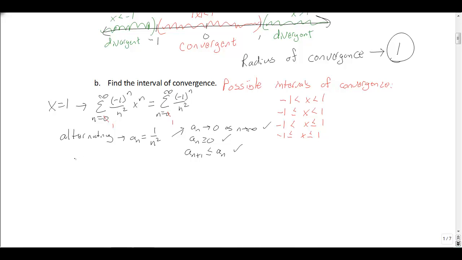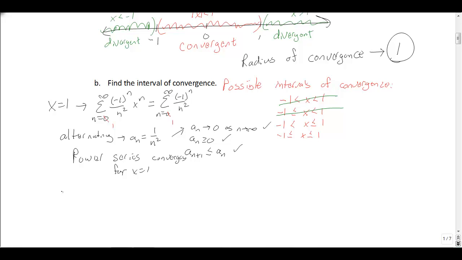So that tells us that our original power series converges for x equals 1 here. And what that tells us about our intervals of convergence is that we have to get a less than or equal to with 1. So this first interval is not correct. The second interval is not correct.